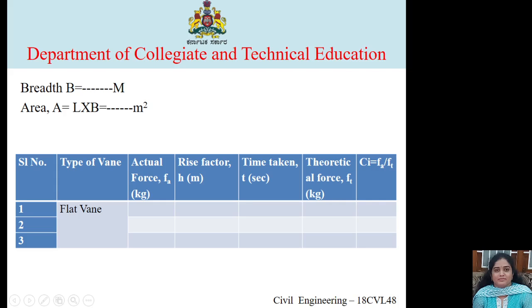This is the tabular column for the flat vane with the different discharges. 1, 2, 3 are the trials for different discharges. You note down the actual force, rise, 10 centimeter rise for example, and the time taken for that in seconds. Then the theoretical force rho A square by G, you can then calculate. CI is FA by FT, which will give the direct value of the coefficient of impact.